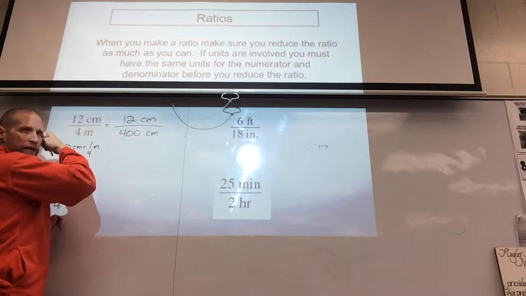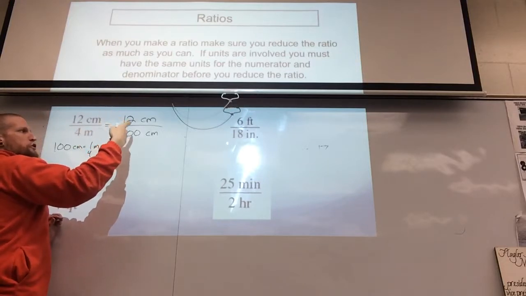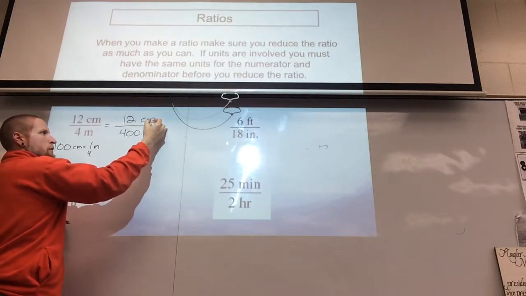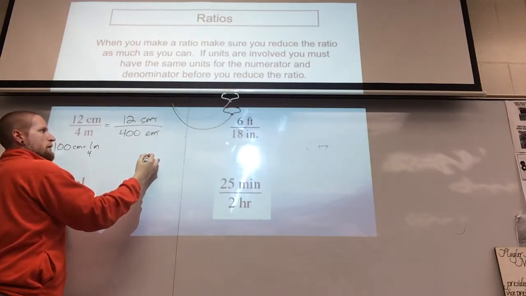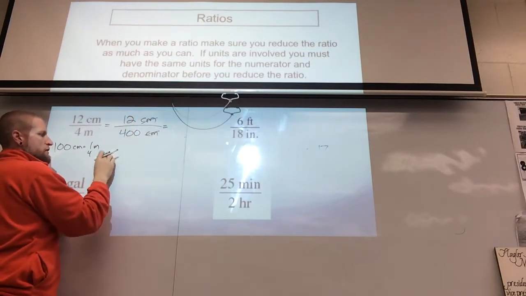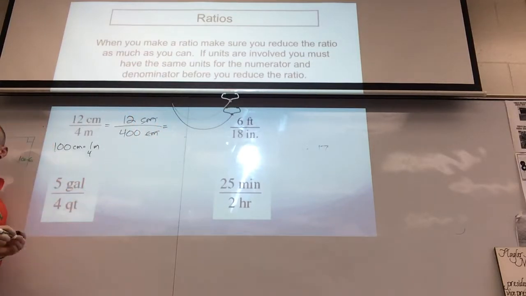All right, the whole point now is because when you reduce ratios, you want no units there. The only way you can cancel out units is if they are identical. So they just go away. So I'm just left with the numbers 12 and 400, which I need to be able to reduce that fraction.